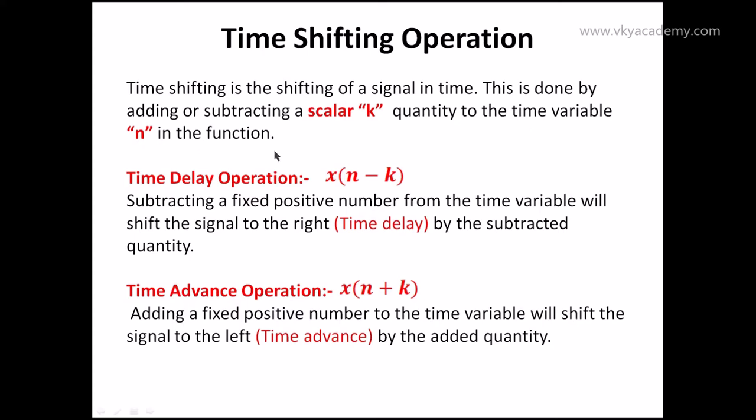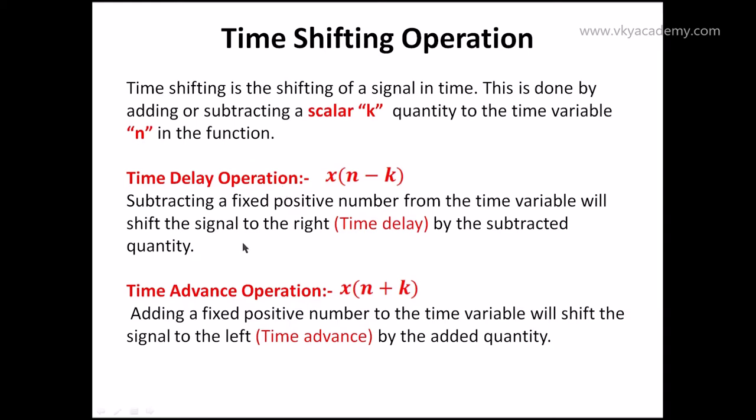So basically, time shifting is a shifting of a particular signal either to the right or to the left. Depending on whether it moves right or left, it is divided into two types. The first one is the time delay operation, which is x of n minus k, that means the quantity k is subtracted from the time n, and the time advance operation, which is x of n plus k, where the quantity k is added to the time n.